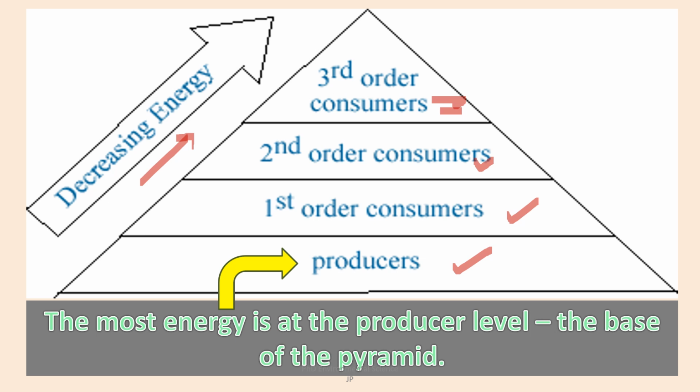The note at the bottom of the image emphasizes that the most energy is available at the producer level. This is because producers are the first to capture energy from the sun, and subsequent levels receive progressively less energy.